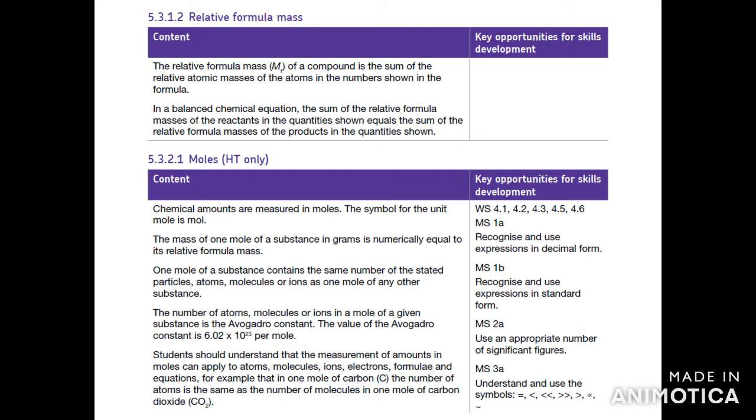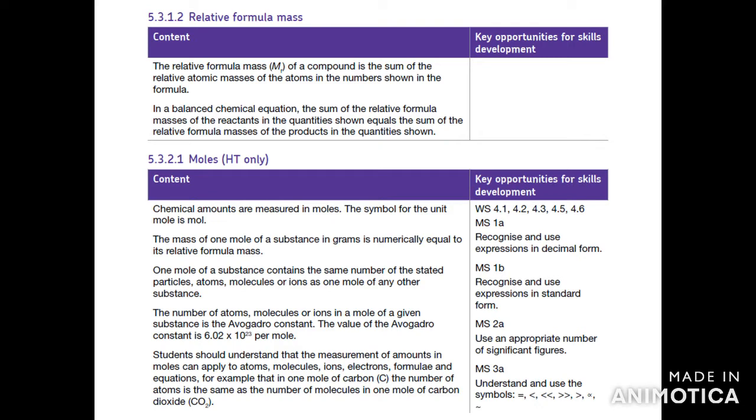So today's video will start with foundation level work and then move on to the higher tier work regarding things called moles. Okay, if you want to have a look at that in a bit more detail or anything else we study today, please pause the video at any time you like.